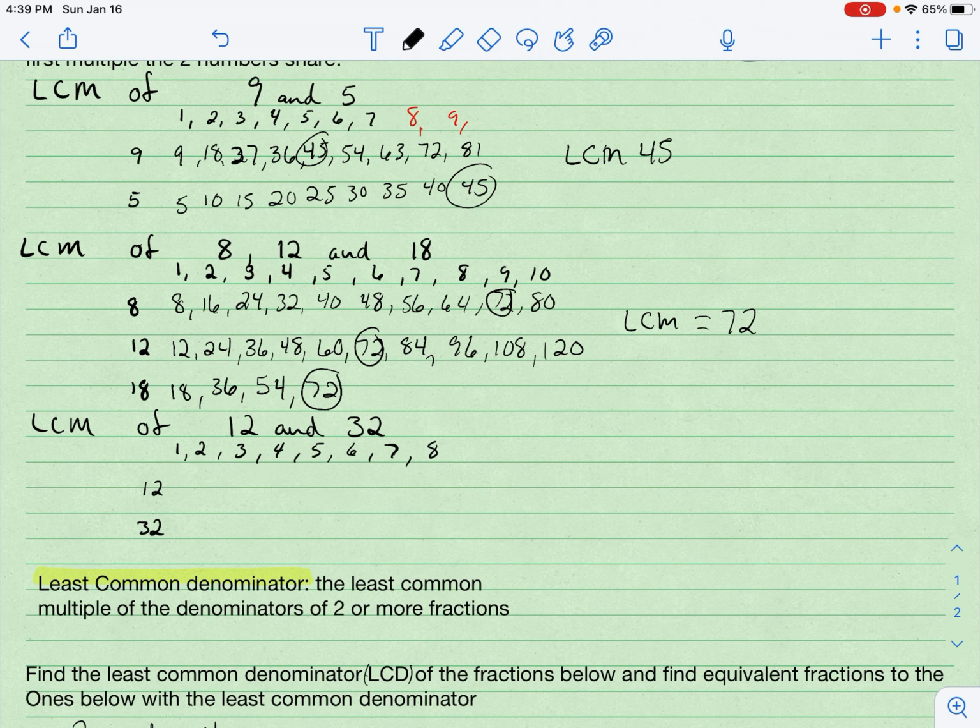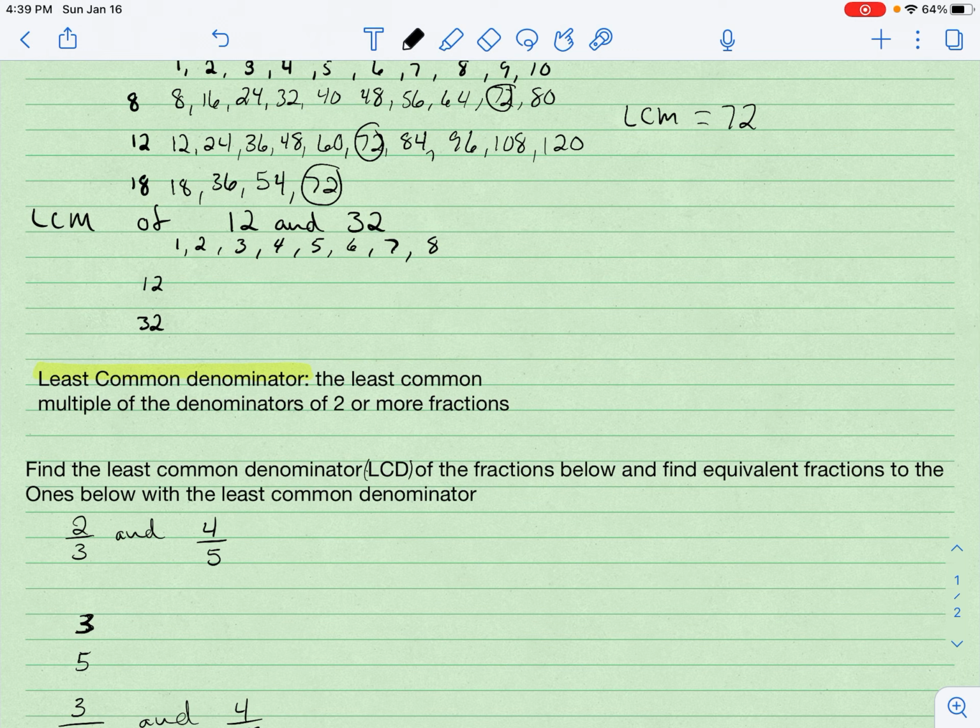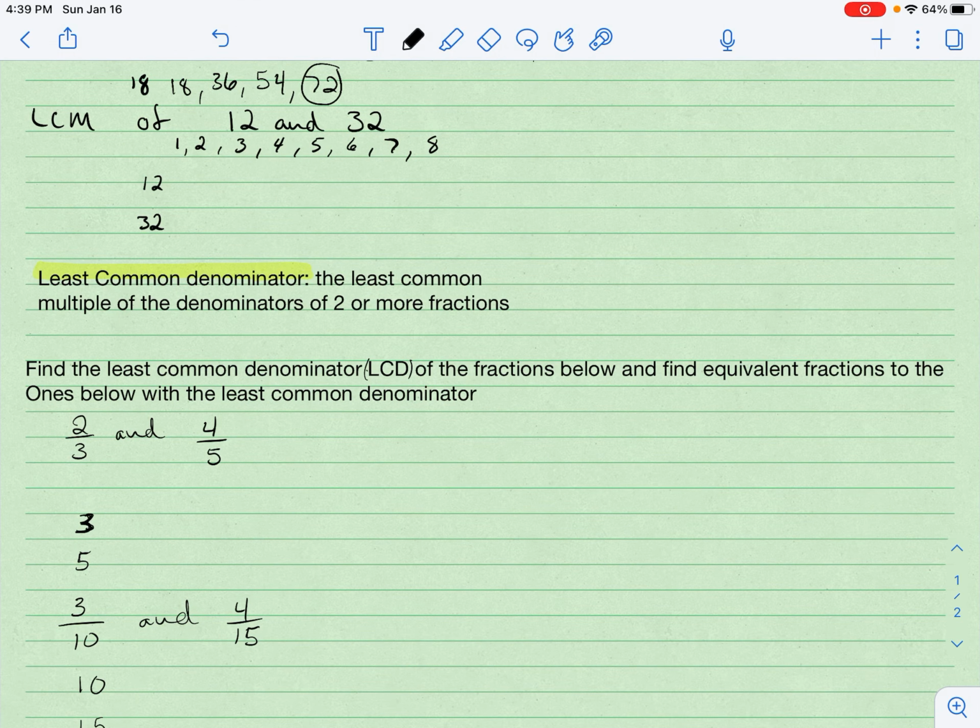Okay, another term that's very similar to least common multiple is least common denominator. So it's the same thing, but it's referring to fractions. The bottom number on a fraction is the denominator. When you add fractions, you need to have a common denominator. So the least common denominator is the least common multiple of the denominators of 2 or more fractions. Okay, so we've got 2/3 and 4/5. We're looking at the least common multiple of 3 and 5.